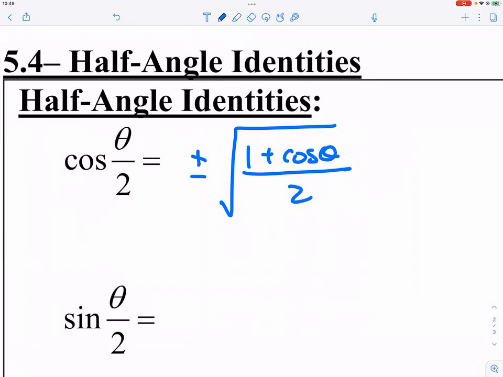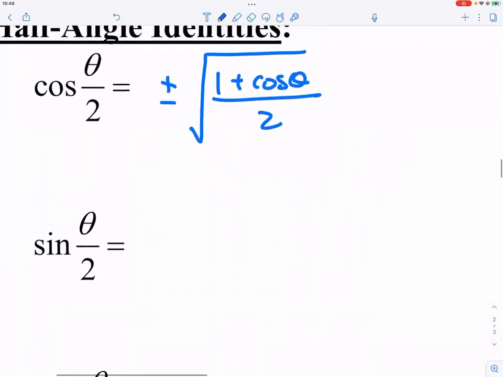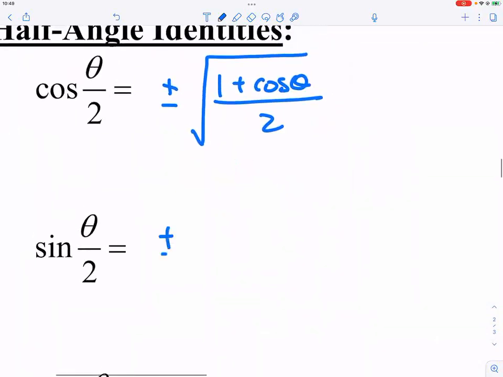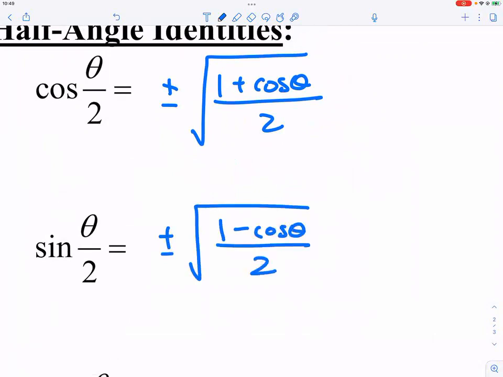Okay, and then sine theta over 2, which is very similar to the one that we just wrote, is the square root of 1 minus cosine theta over 2. So the way I kind of memorize it is that cosine is the normal one, so this is plus. Sine's not the same as cosine, so that's a minus.